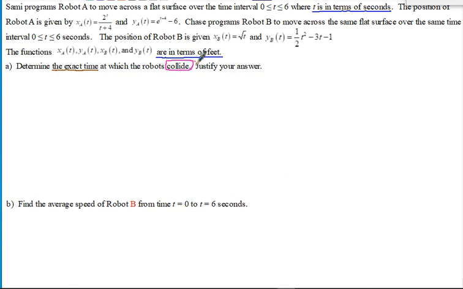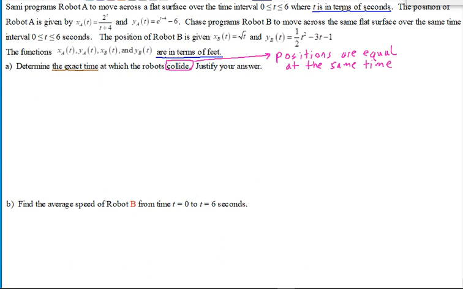So, in order for them to collide, the positions of the robots, both the x and the y coordinates, are going to need to be equal. But they could cross the same position at different times and they wouldn't necessarily collide. So the positions are equal at the same time. That's what's required in order for them to collide. At the same time, they're at the same position.